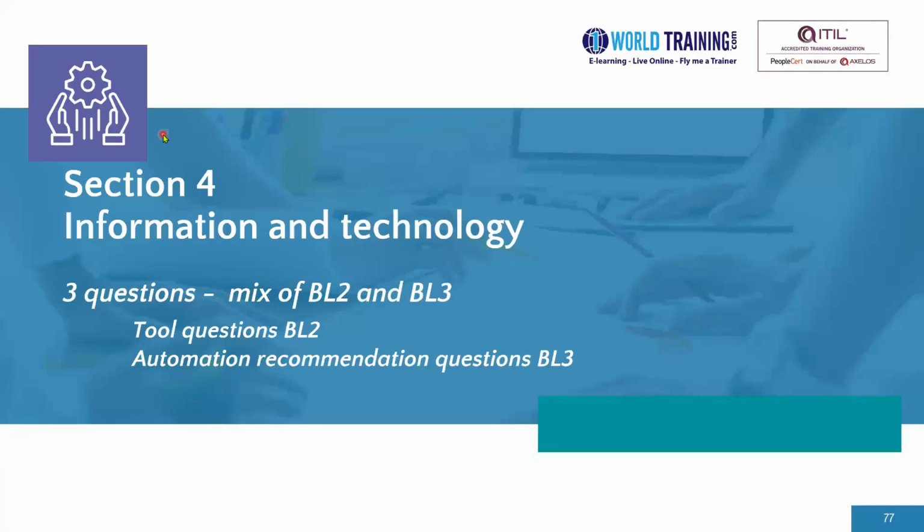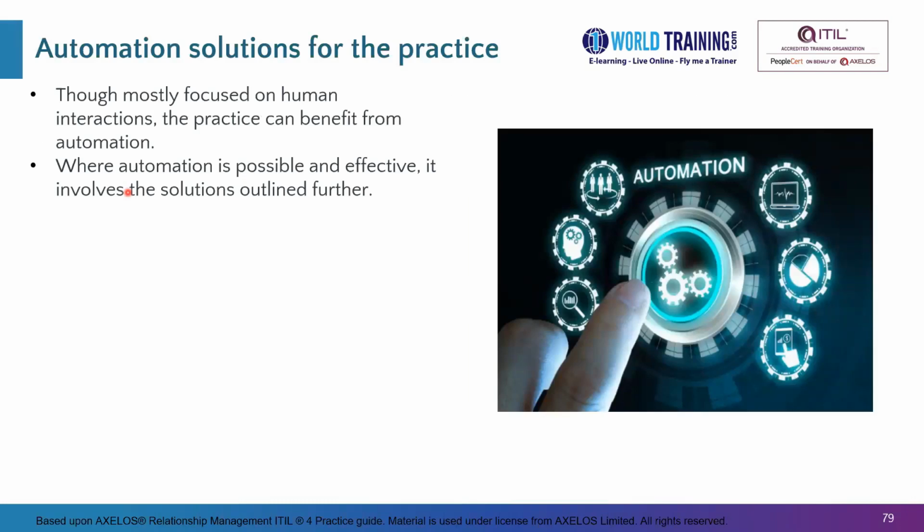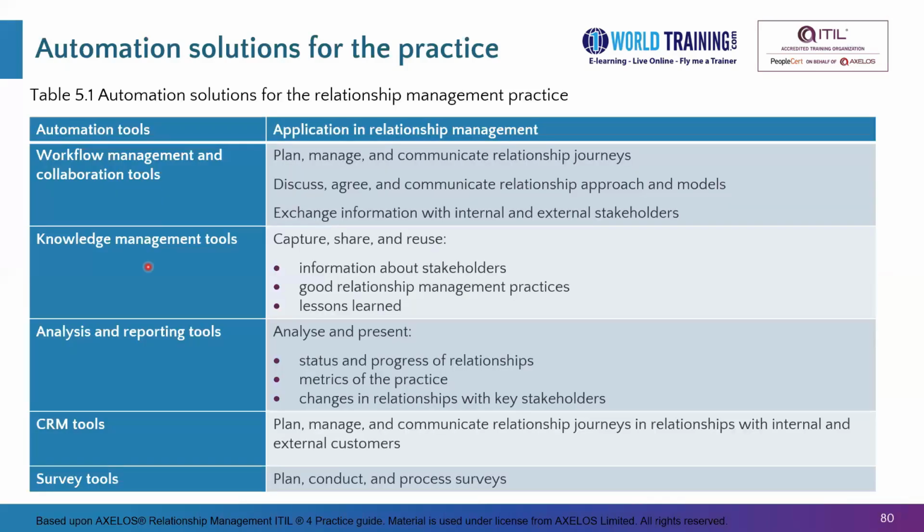Welcome to section 4, the information and technology dimension for the practice. Relationship management is a very human-oriented practice because it focuses on human interactions. So the question could be whether there can be some automation here. Yes, there can definitely be some benefit wherever automation is possible and can be effective. So let's take a look at where this can be automated.